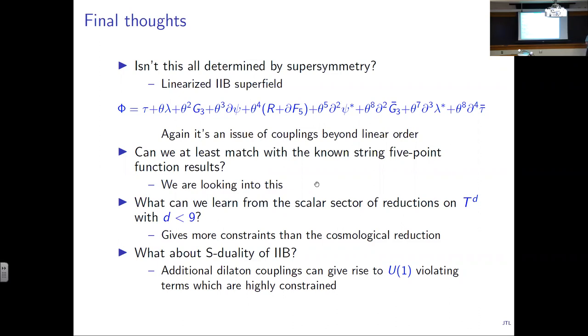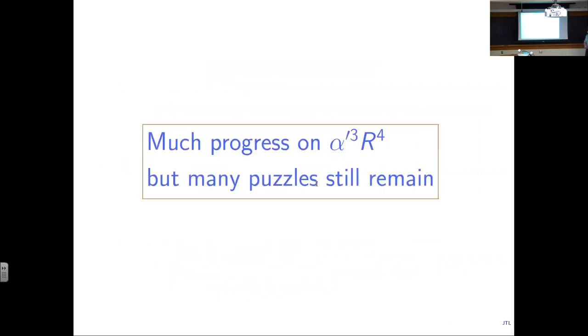So let me just end with some thoughts of, we are making a lot of progress. We're understanding how to go beyond some of this linearized superfield stuff and how to do some of this T-duality stuff, figuring out some of these nonlinear terms. Good progress in understanding these 8 derivative corrections in type 2 strings. Of course, there's still many questions that remain to be done.